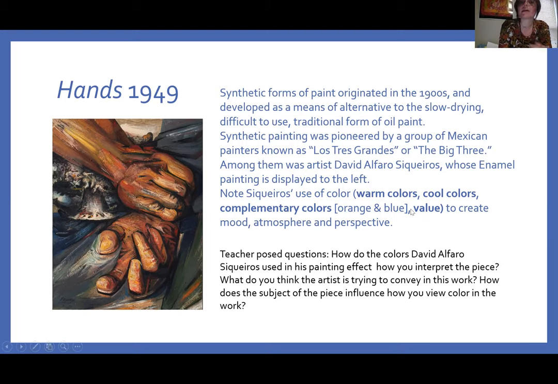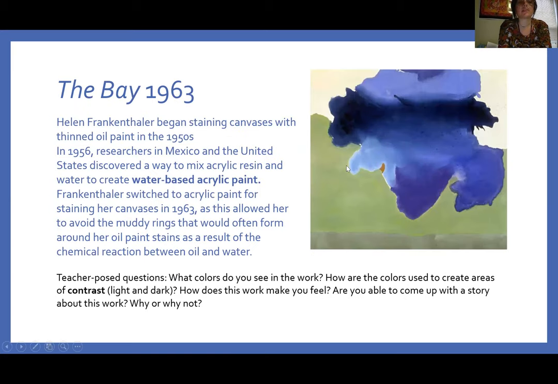Then I would go on to ask some questions about that, again focusing on color and how this affects the way we interpret the piece. Then I would talk about Helen Frankenthaler, who used water-based acrylic paint when it came out in 1956 to stain her canvases. This allowed her to avoid the muddy rings that would often form around her oil paint stains as a result of the chemical reaction between oil and water.